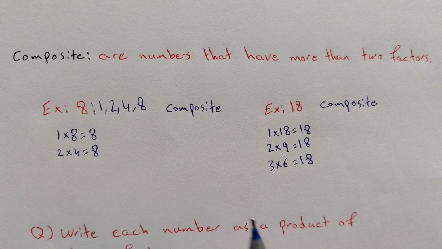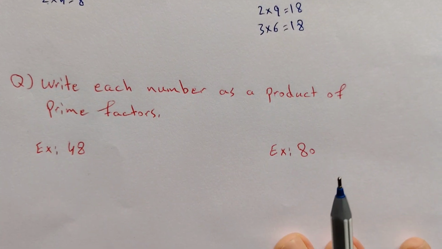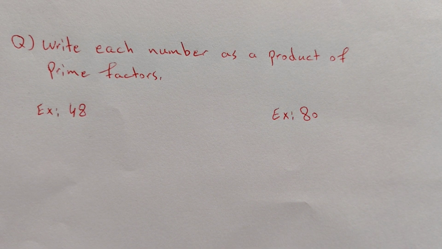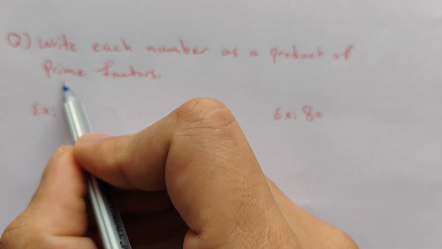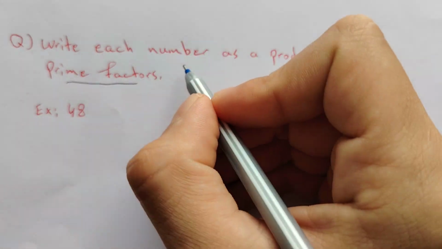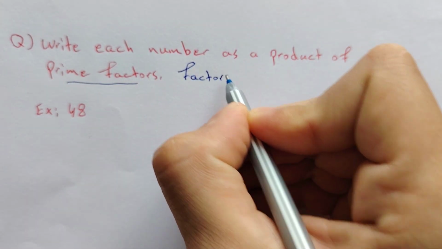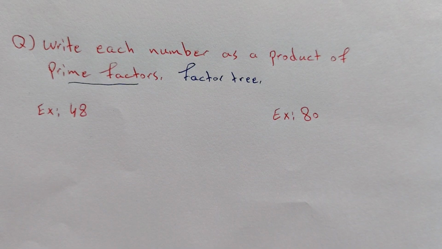Okay, now we have something else. Write each number as a product of prime factors. Now we are talking about prime factors. For prime factors, whenever you see "write a number as a product of prime factors," always try to use a factor tree. Now, what does factor tree mean?